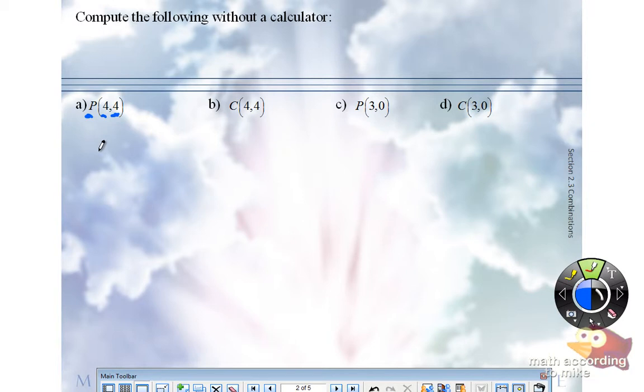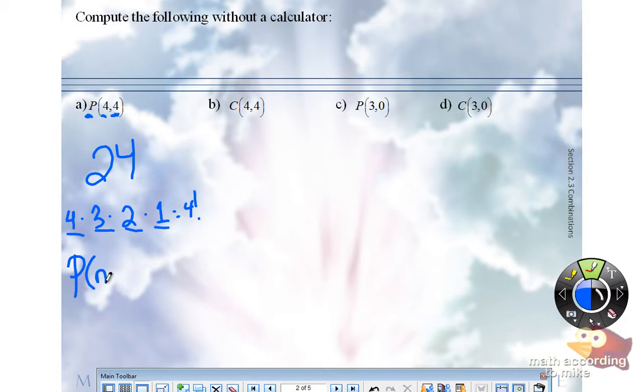What'd you get? 24? Good. Because, let's think about it. Here's our 4 blocks. How many ways can you pick up the first block? 4. And the second block? And the third block? And the last block? Well, 4 times 3 times 2 times 1 is 24. Notice that is also 4 factorial. So as it turns out, a permutation of n objects taken n at a time is n factorial.